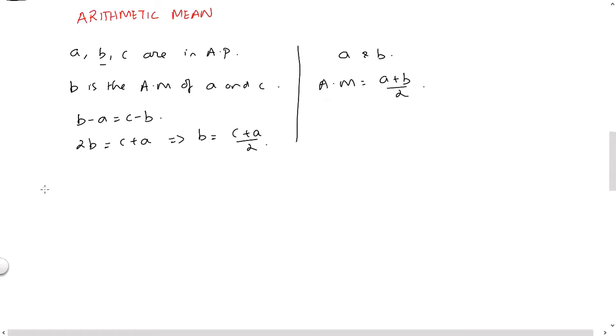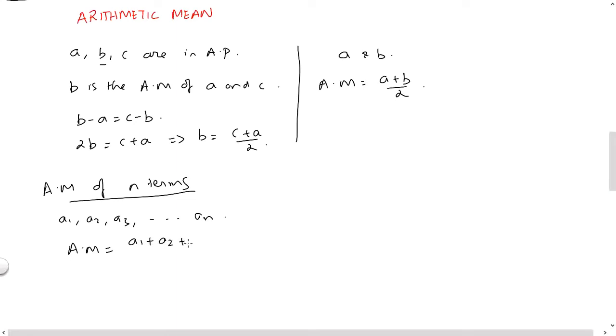Now if there are n terms, arithmetic mean of n terms. If there are n terms of the form A1, A2, A3 and so on up to An, then the arithmetic mean of the n terms is given by A1 plus A2 plus so on till An divided by the number of terms, which is n in this case. So the arithmetic mean of n terms A1, A2, A3 so on till An is given by A1 plus A2 plus so on till An by n.